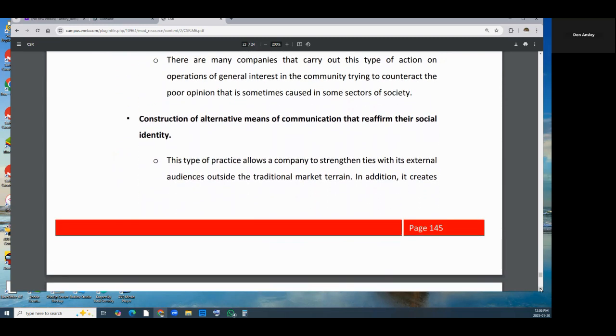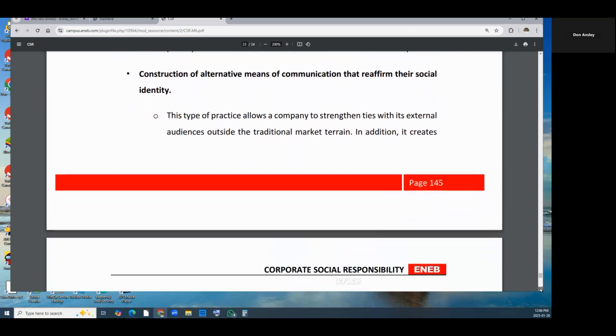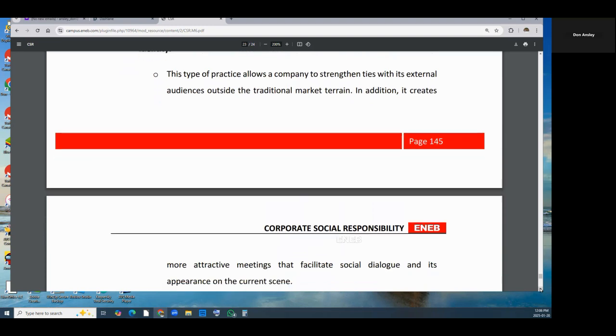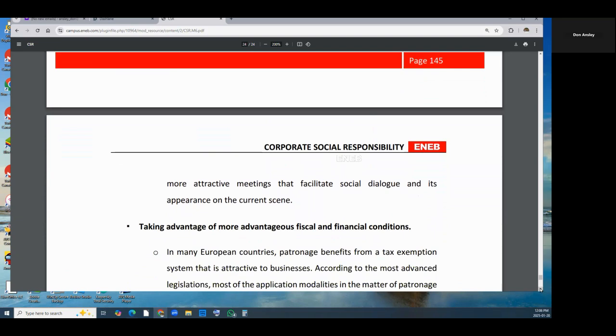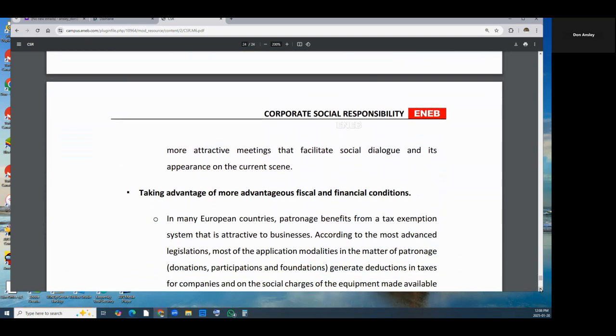The construction of alternate means of communication that reaffirm their social identity. This type of practice allows a company to strengthen ties with external audiences outside the traditional market terrain, and in addition, it creates more attractive meetings that facilitate social dialogue and appearance on the current scene, and then taking advantage of the most advantageous fiscal and financial conditions.